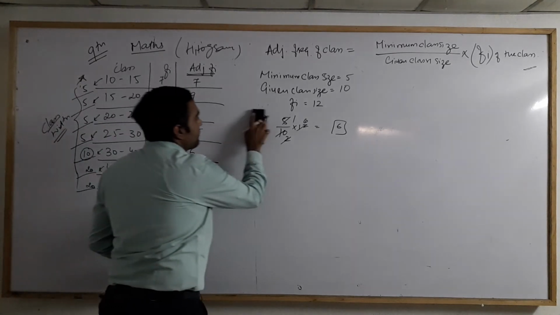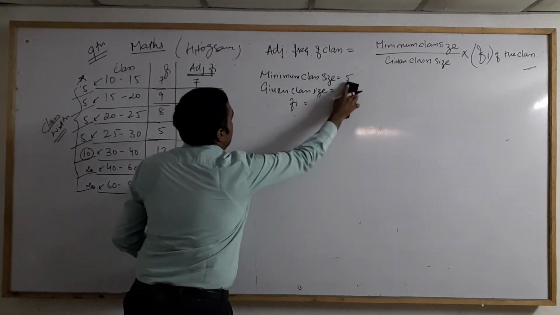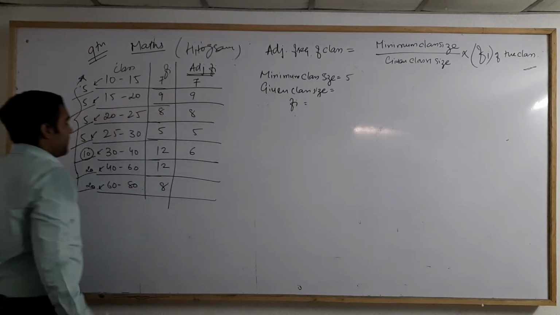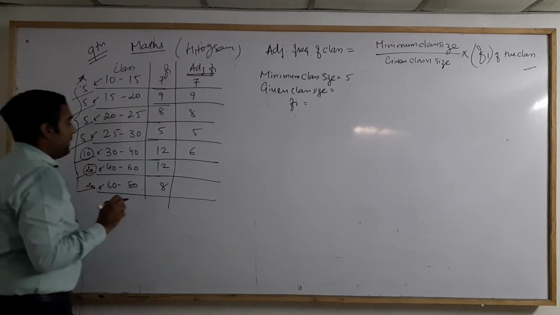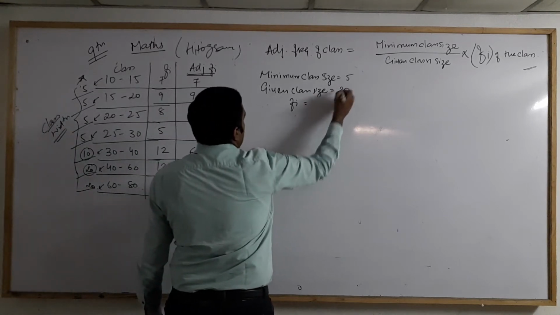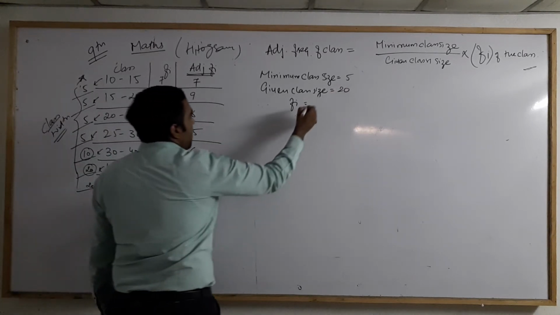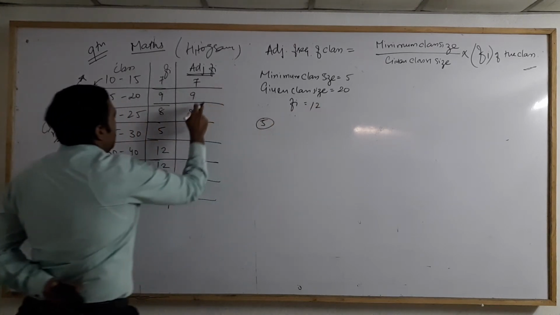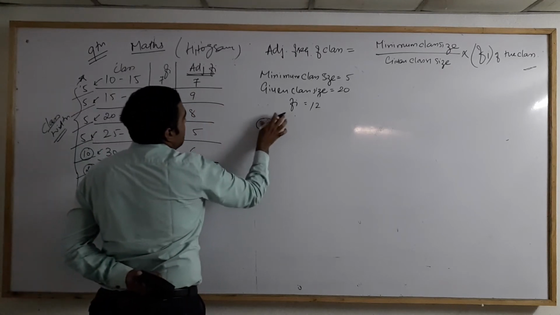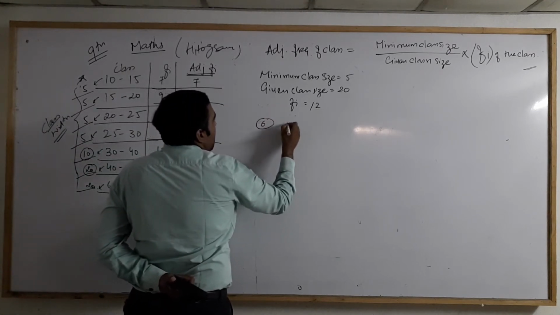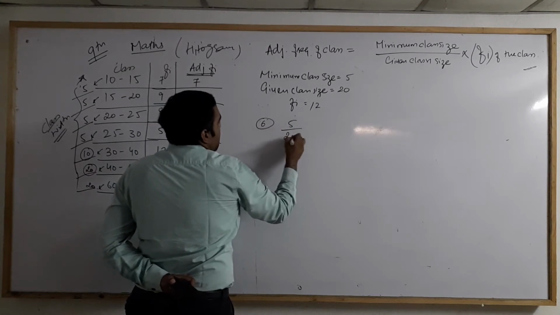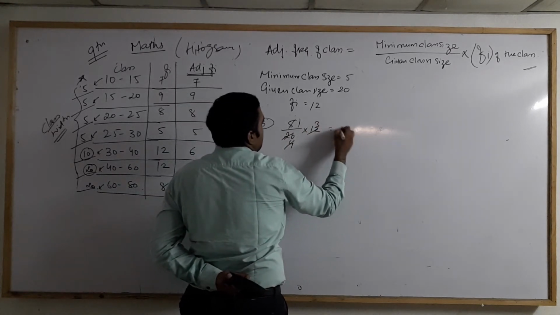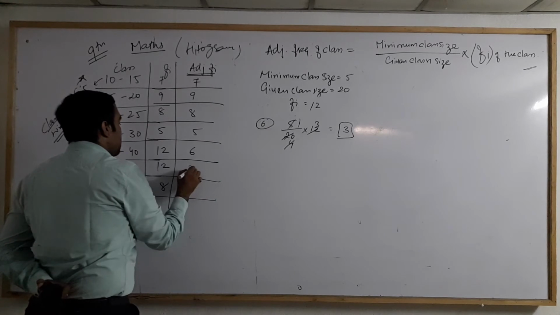Now we are moving on to the next one, where my minimum class size is 5 but my given class size is 20, and my frequency is also 12. This is my sixth one. For the sixth one, minimum class size 5 upon given class size 20 into frequency, 5 ones are 5, fours are 4, threes are 12, therefore my adjustable frequency is 3.